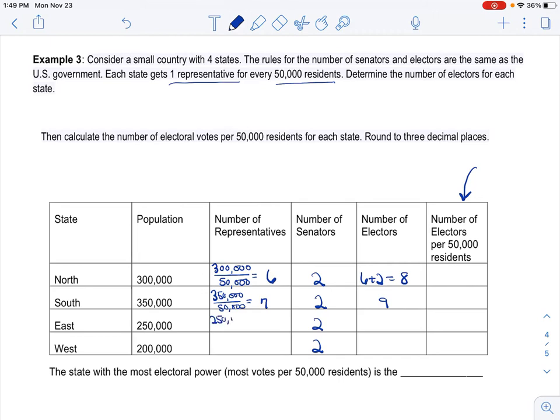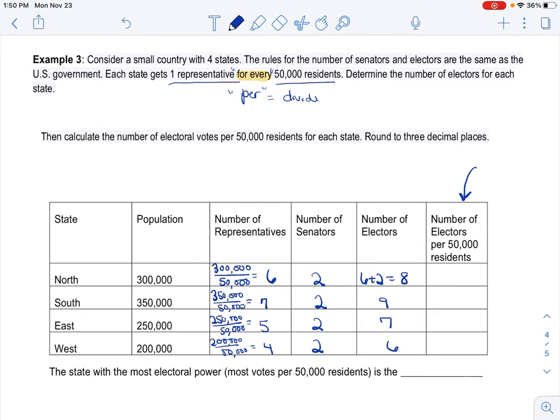And here, 250,000 people, but we get 1 representative per 50,000. So remember, the other thing I want to make clear is, if I use this word per, that means divide. All right, so if I do 250,000 divided by 50,000, I get 5. If I add those, I get 7. And then here I do 200,000 divided by 50,000, and I end up getting 4. Add those together, so we get 6 electors for the West state.